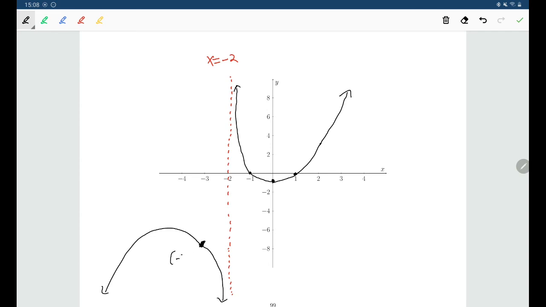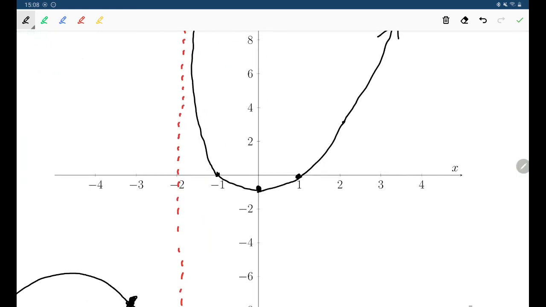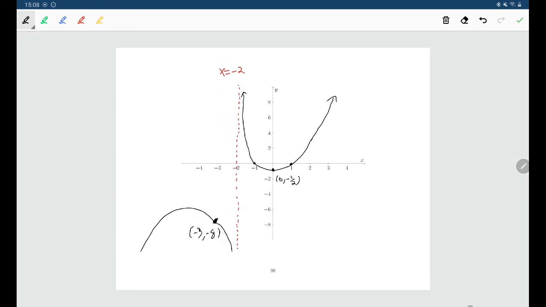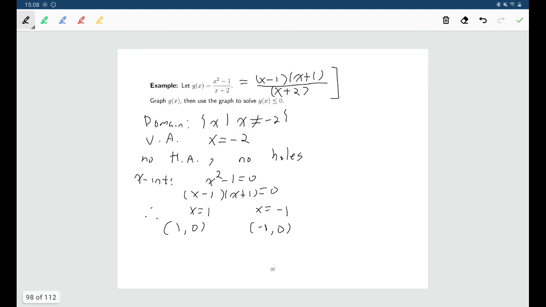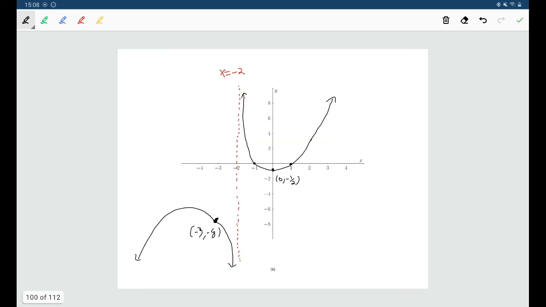I should still label that point, negative 3, negative 8. I'll also need to label that y-intercept 0, negative a half. And I should also label my function. And again, we're going to label it as g of x is x squared minus 1 over x plus 2. And then there we go. This is a nice, well-labeled graph of my function.